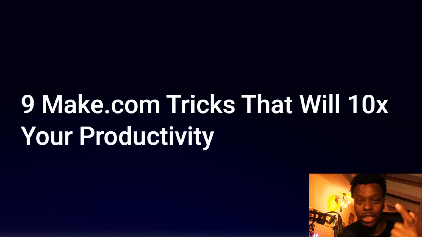Speed and urgency are the two most important qualities to have in business, bar none. And the key to unlocking both of those qualities is knowing your tools when we're talking about creating things. So in this video, what I'm going to do is show you 9 make.com tricks that will 10x your productivity.